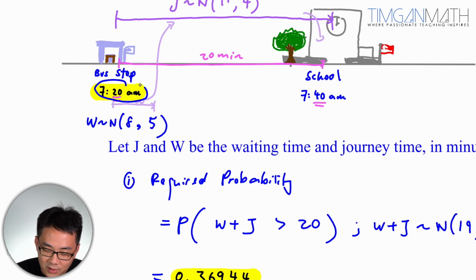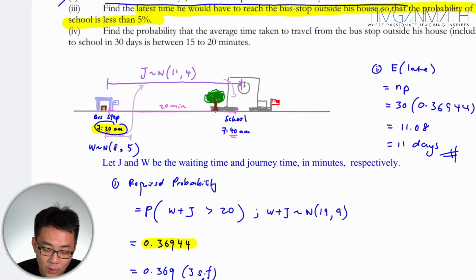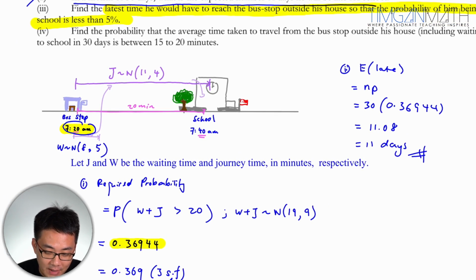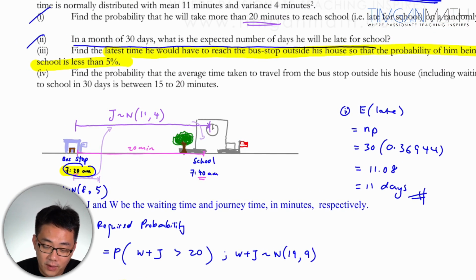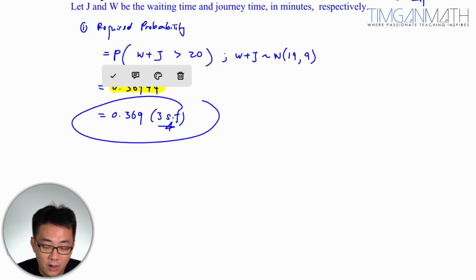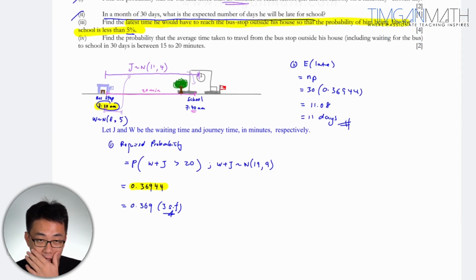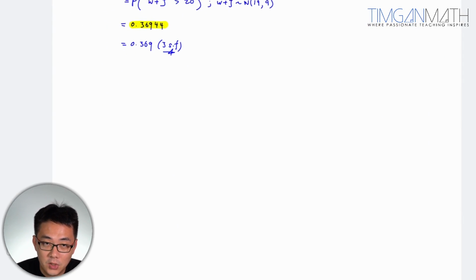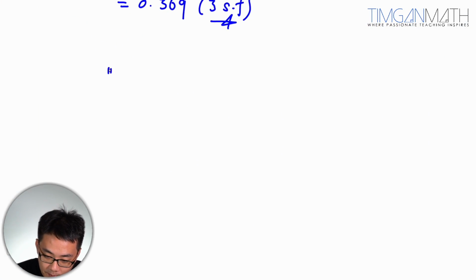Now, this is the problem, because you reach the bus stop at 7:20. The question now is, what time should you arrive at the bus stop so that this chance here of being late can go down to 5%, less than 5%? So let's try and understand part 3.